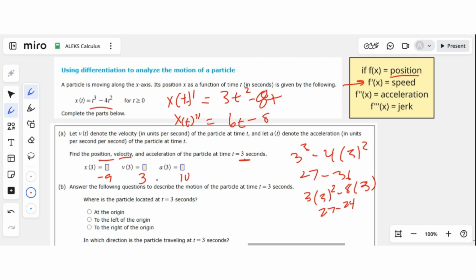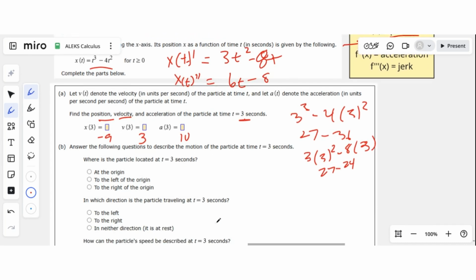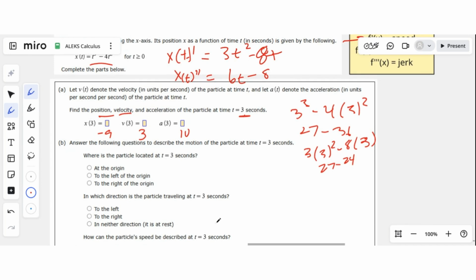These positive and negative numbers tell you something, and I think that's what the next questions are going to be about. Let's see what B says. Answer the following questions to describe the motion of the particle at time t equals 3. Where is the particle located? It's at an x value of -9, so that's to the left of the origin. Which direction is it traveling? The velocity is positive, so it's going to be moving in a positive direction.